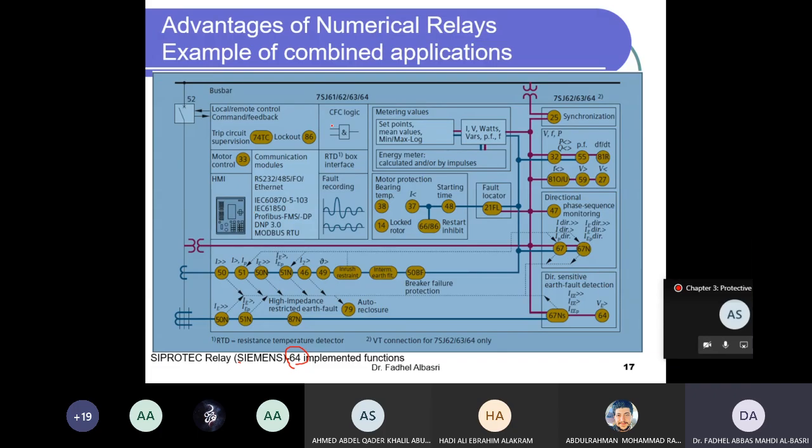It also has a logic where I can add, if this current is high and the breaker is open, so that you can build logics. It can record the fault waveform before the fault occurs and during faults, and you can look at it afterwards. This is not possible in the previous technology.